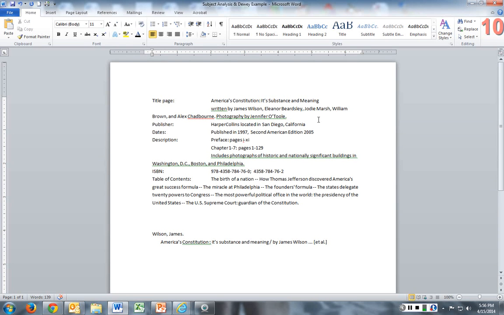But it is on the title page, and so I'm going to separate our author from our photographer with a space, semicolon, space, and then type actually all the information so that I can distinguish what Jennifer O'Toole has done from what James has done. And so I'm going to type in photography by Jennifer O'Toole. And actually I could, since I'm putting in photography, I'm going to put in written. Okay, so we've got all of that information in here.